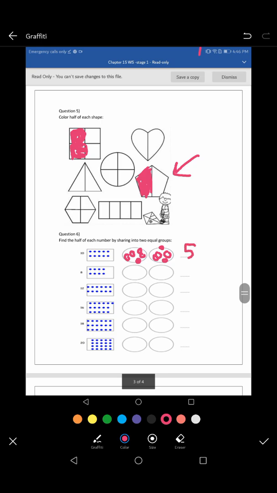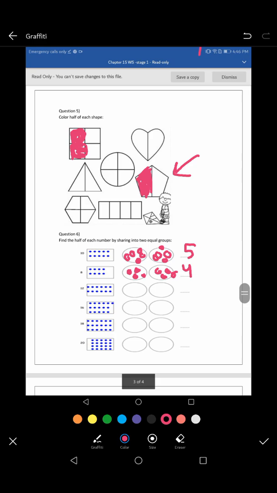I'll solve the next one and you have to solve the others. Now here we have 8. We are starting to share 1, 2, 3, 4, 5, 6, 7, 8. So how many circles in each side? There are 1, 2, 3, 4. There are 4 circles in each side. So half of 8 is 4. Again, half of 8 is 4.